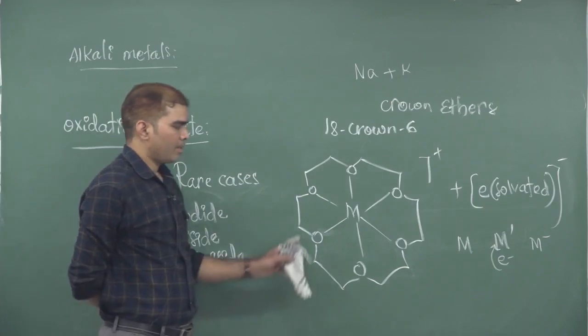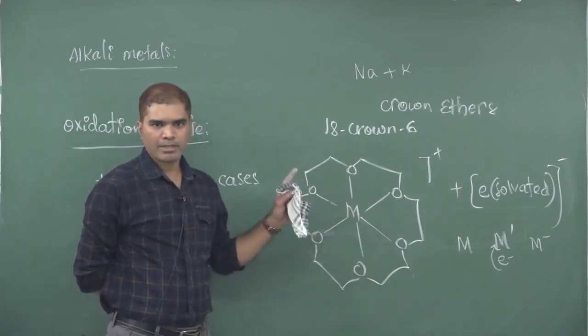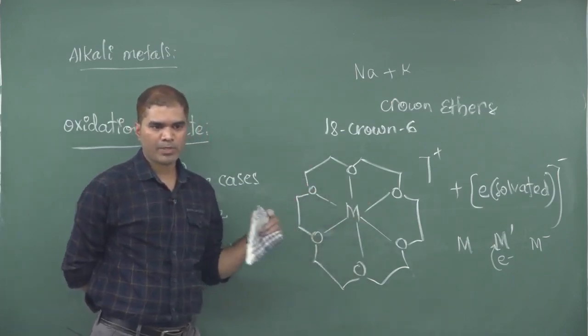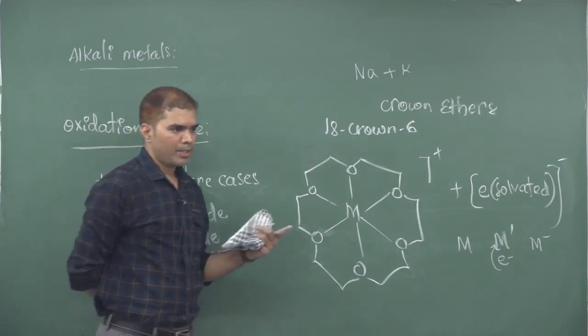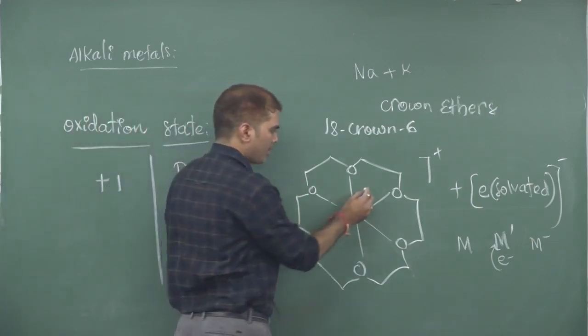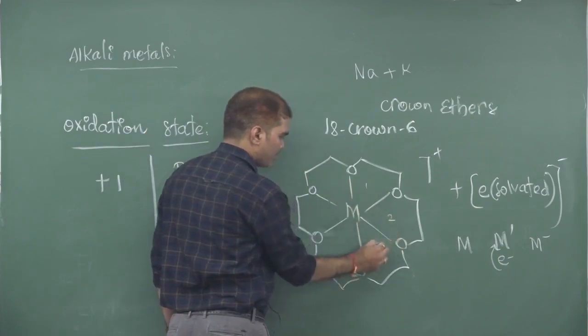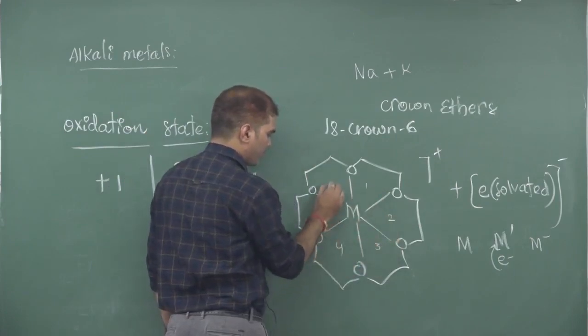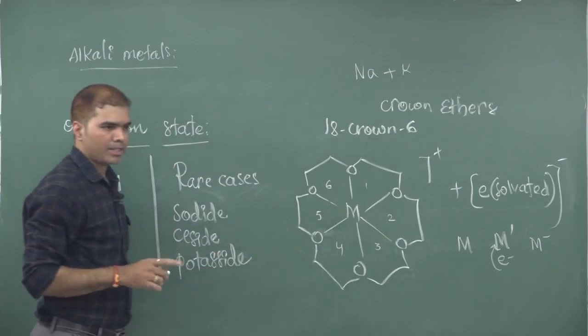Suppose there is a question: how many chelate rings are present in this? What is the size of each chelate ring? Because chelation is also there for you. Once a metal enters into an 18-crown-6, how many chelate rings are present? You can count 1, 2, 3, 4, 5, 6. Altogether there are 6 chelating rings.